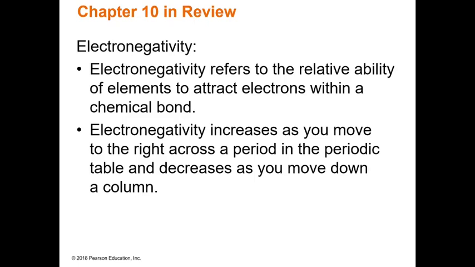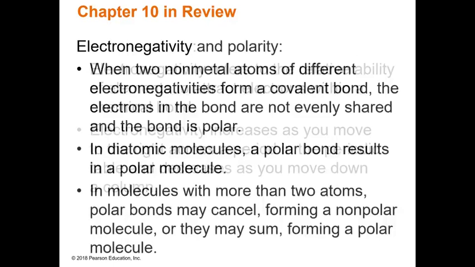As we continue our review, let's focus on electronegativity. This property measures how strongly an atom attracts electrons in a bond. It increases as you move from left to right across a period and decreases as you move down a group in the periodic table. Understanding this trend helps predict bond polarity.